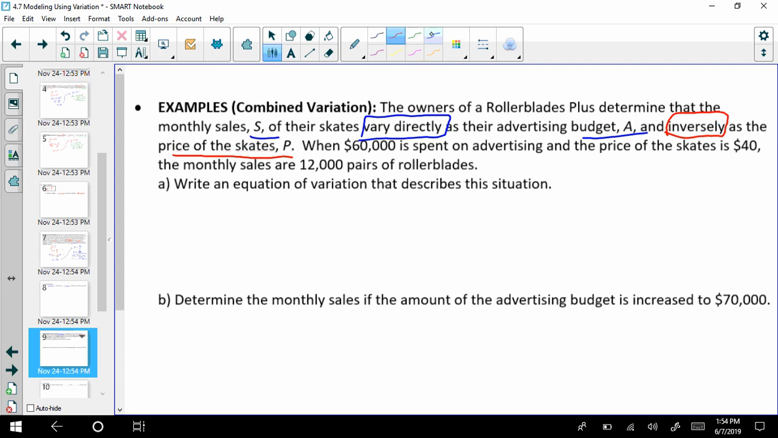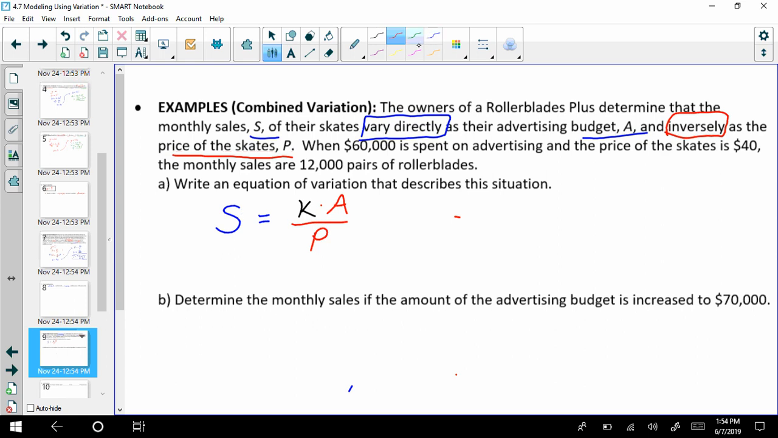So let's start with our first variable, which was S. And I know I'm going to have my constant, because that's in both formulas. So if S varies directly with A, the question is, do you put the A up with the K, or do you put it divided by A? Well, since they vary directly, the A should be directly across from S. And then it says inversely as the price of the skates P. So that means P should be in the denominator because it's inversely with S. So there's my setup.